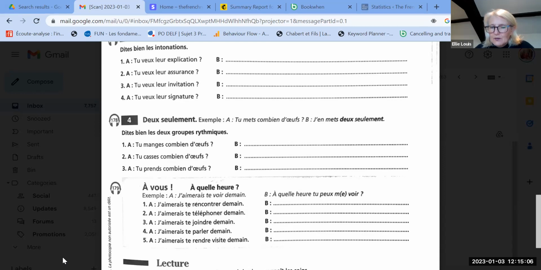2. Tu casses combien d'œufs? J'en casse 2 seulement. Okay, and the last one. 3. Tu prends combien d'œufs? J'en prends 2 seulement. Oh, très bien, très bien.